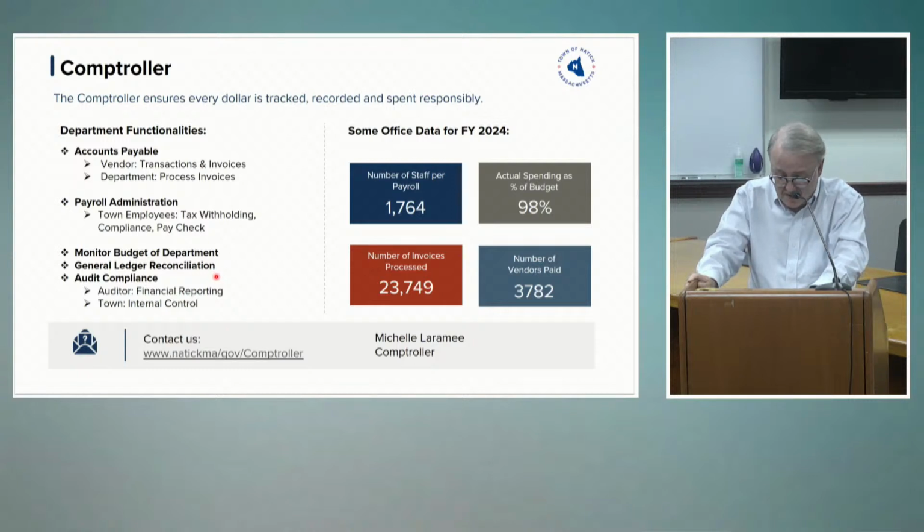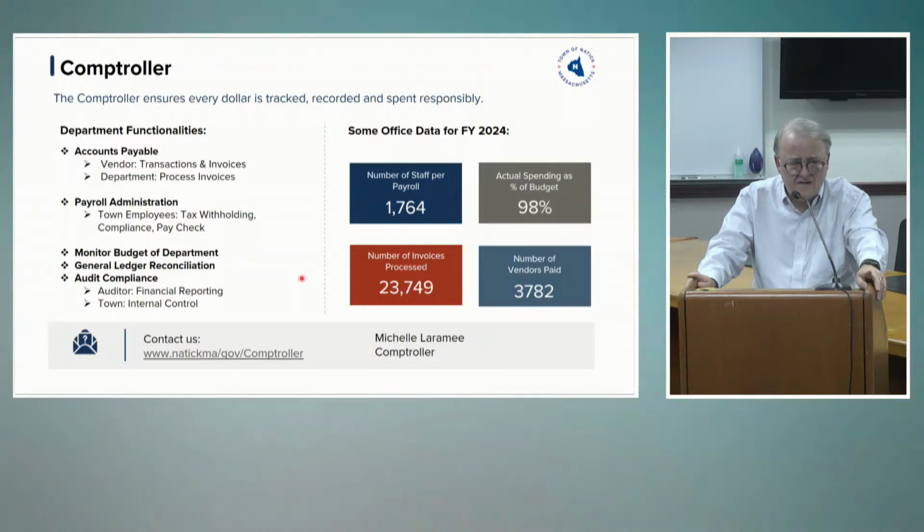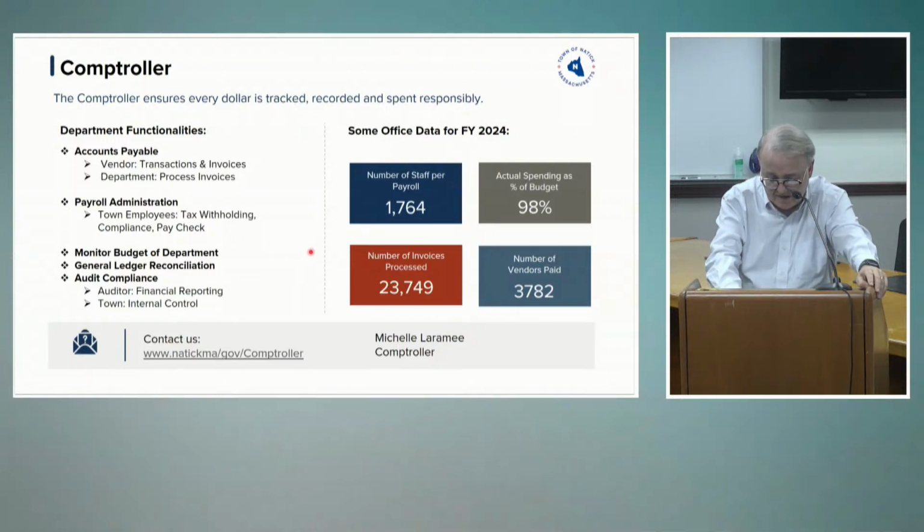So Michelle Laramie is the comptroller for the town. They have 6 people in their office that handles payroll, AP, and of course the general ledger functions.